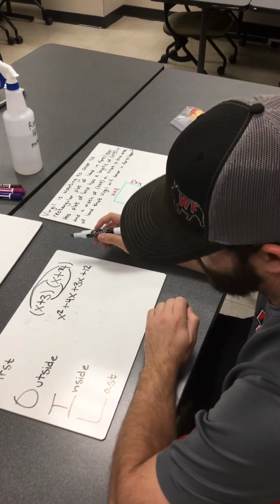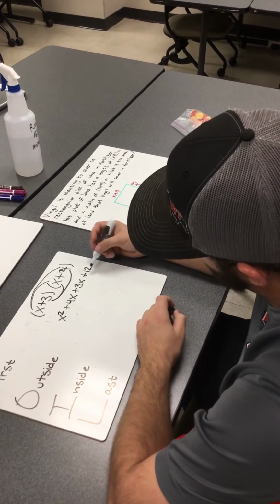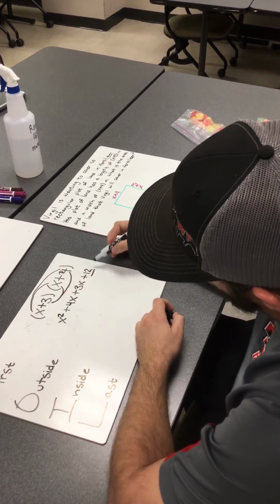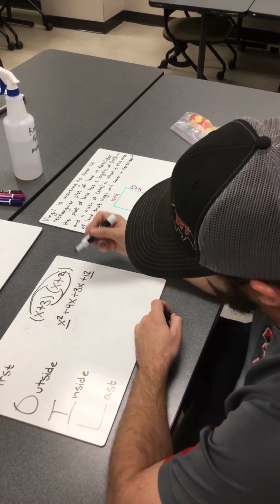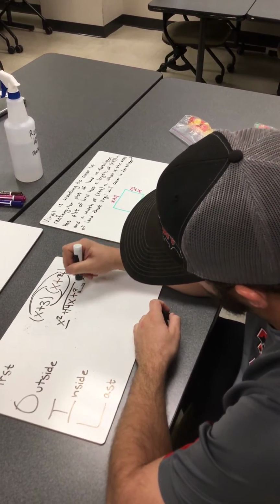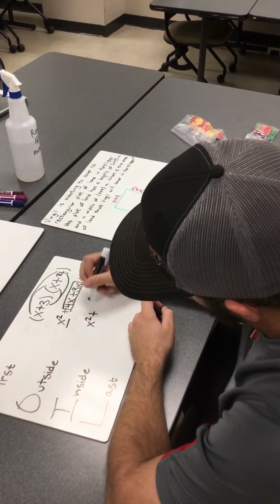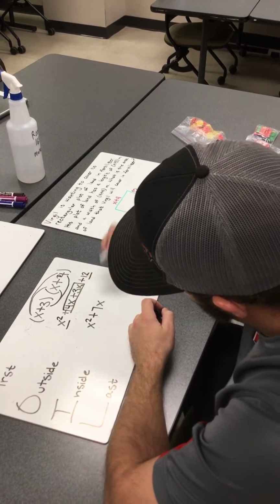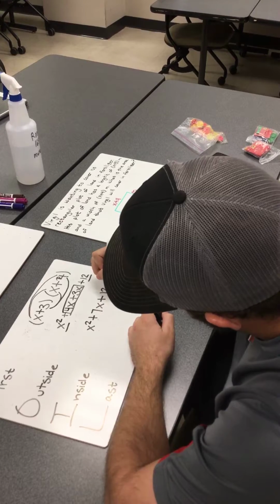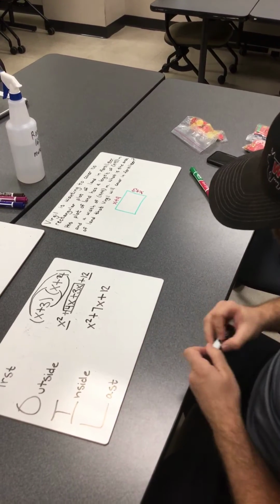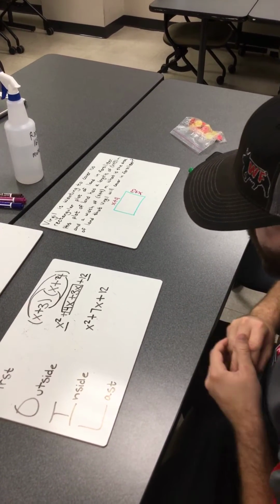So after we've done this, we've got to combine our like terms. So this can't be combined with anything, and this can't be combined with anything, but these two can. So it's going to be x squared plus 7x plus 12. So that's what the area of the land would be, and that's our first representation we're going to use.